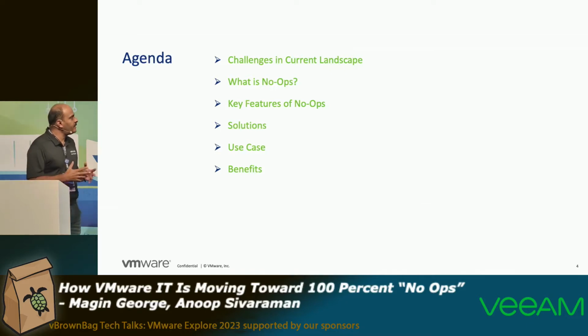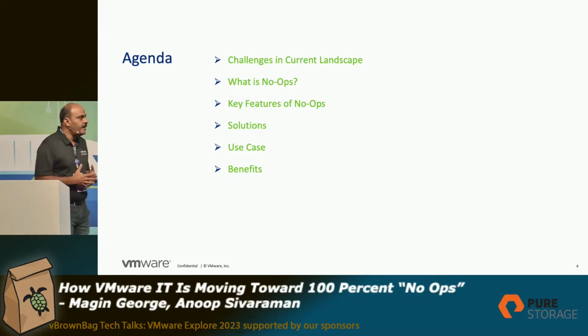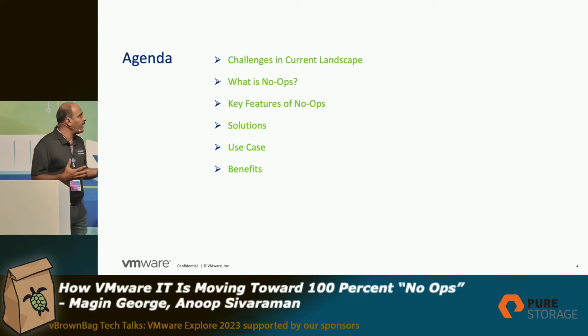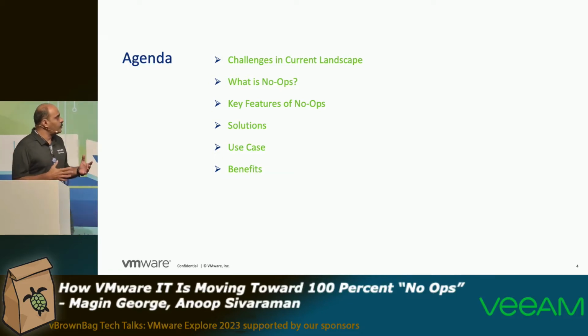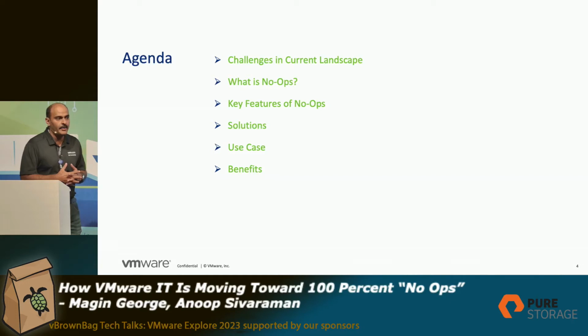Throughout the session, we will see a few challenges in the current traditional landscape and how observability and automation or orchestration can help in overcoming those challenges, the solutions that we use in our environment, a use case, and the key takeaways and benefits from our implementation. If you have any questions, we'll take them after the session.